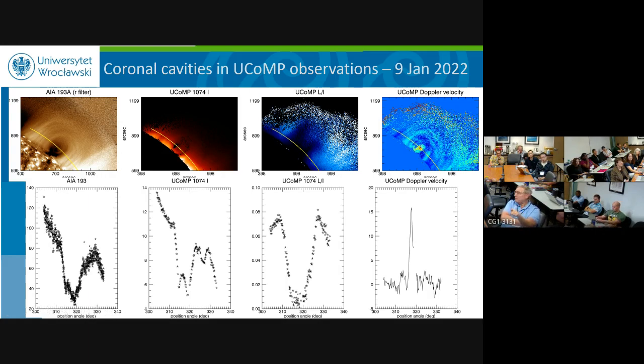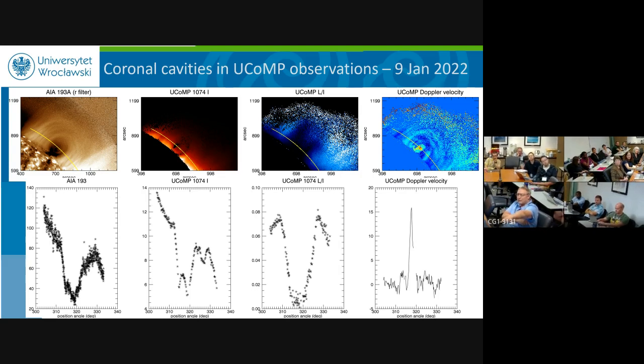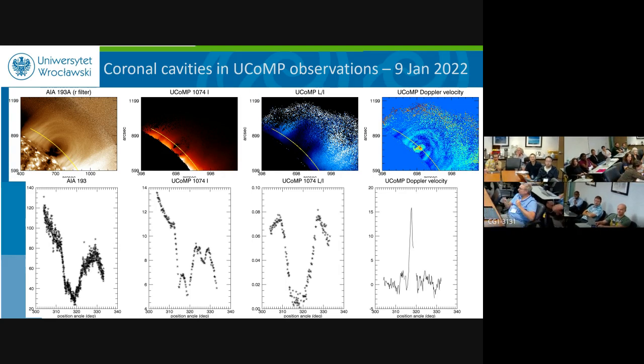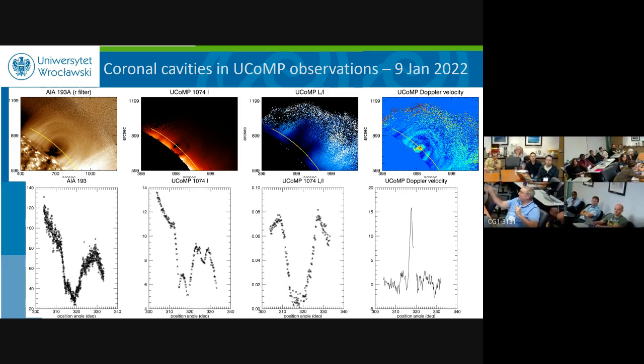Are there counter streaming flows there? Do you think? Yeah, it looks like it. I will show you more such plots. Is there any way to get rid of that box in the bottom right so we can see? There might be, yeah, but I cannot do this. Okay, I think we'll figure it out. Keep going.